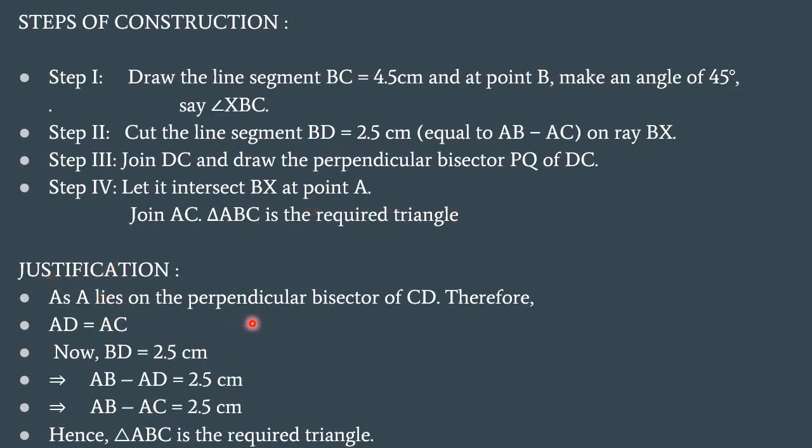A lies on the perpendicular bisector CD. Therefore AD is equal to AC. Now BD is 2.5 centimeters. AB minus AD is equal to BD, so AB minus AD will be 2.5 centimeters. Replace AD with AC. So you'll get AB minus AC is equal to 2.5 centimeters.